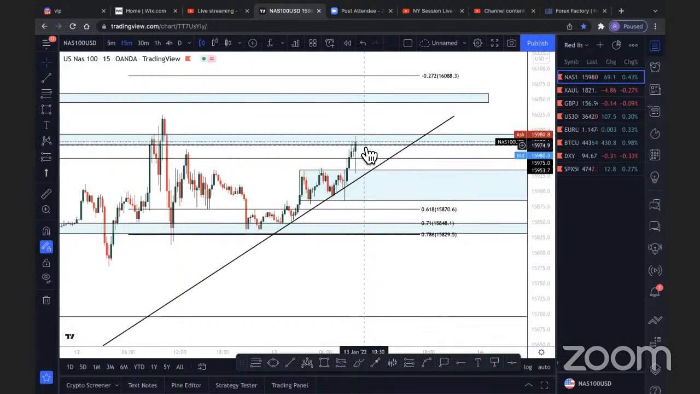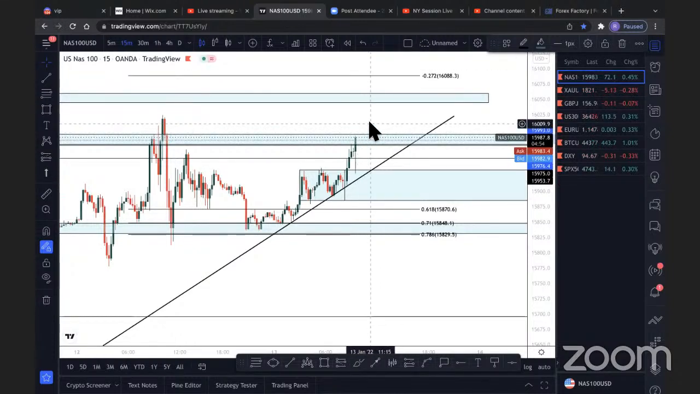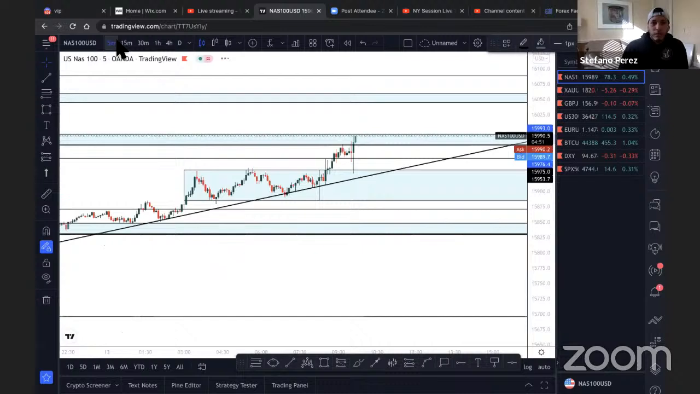975. If it holds above this 975, it's looking good for longs. So it has to hold above 975 and then maybe come back down and retest it. That would be my ideal scenario for the longs right now. And pushing. Yeah.